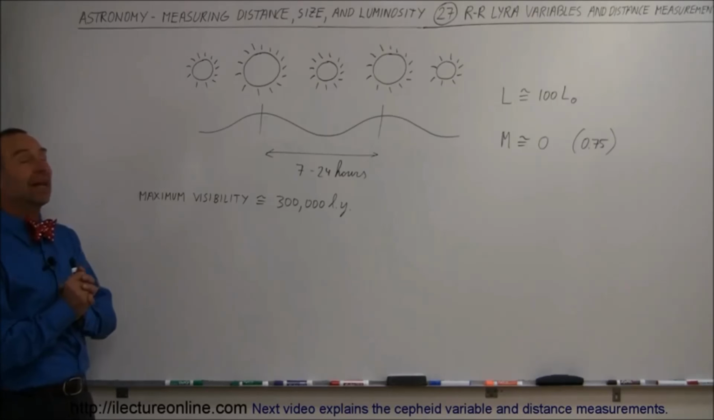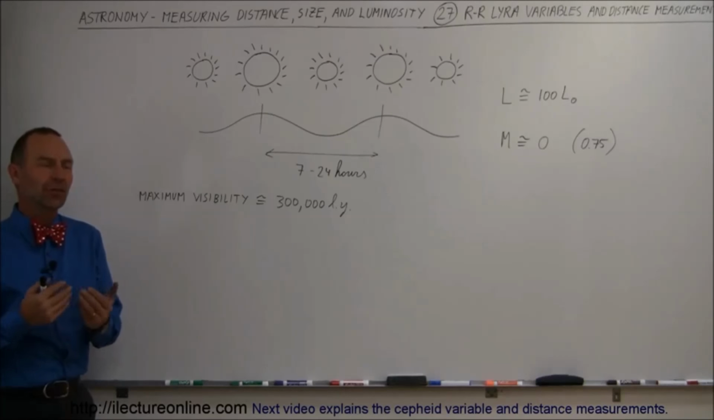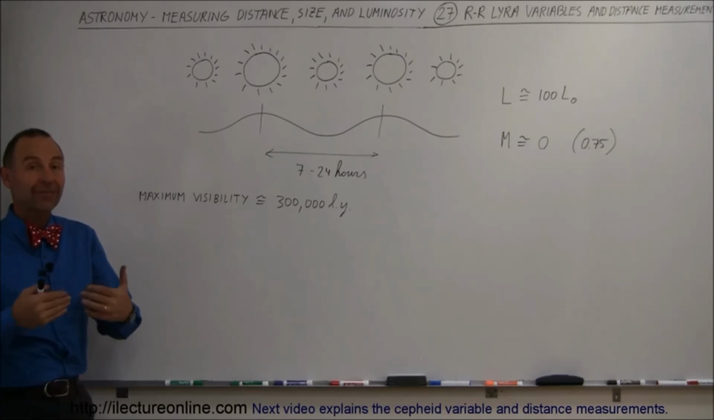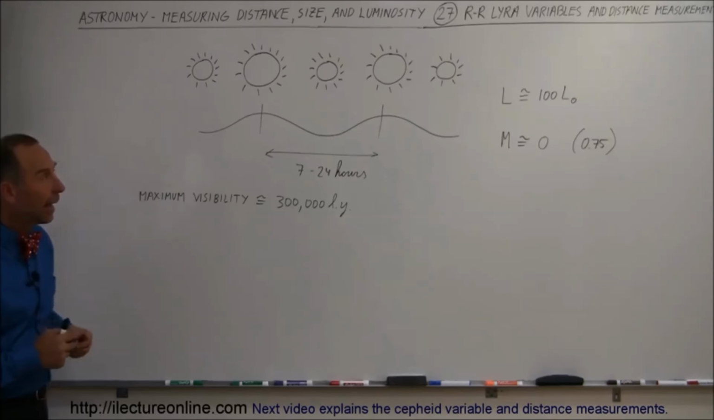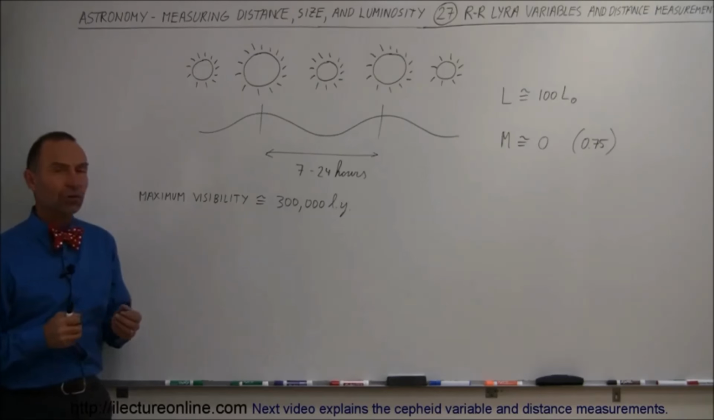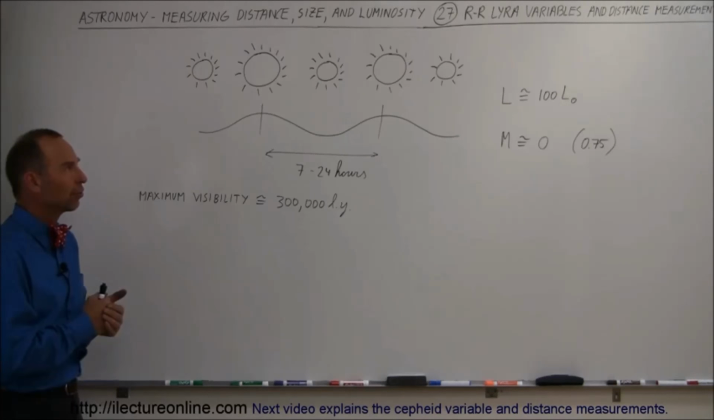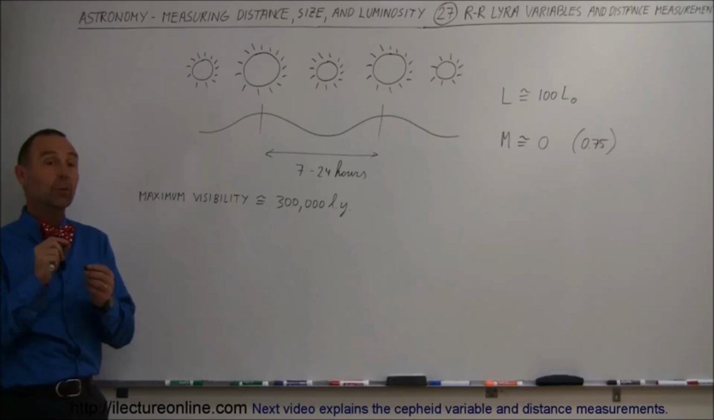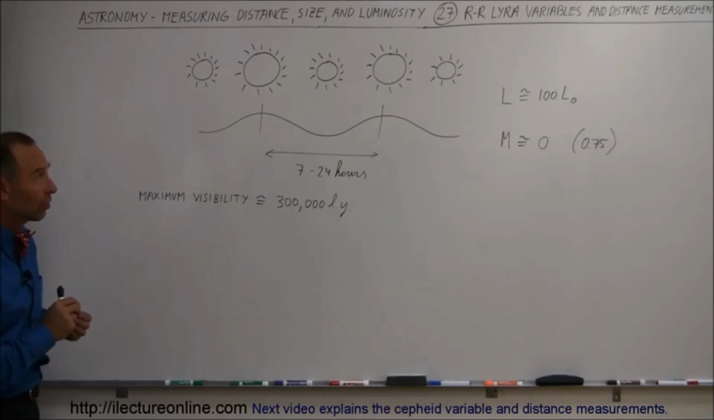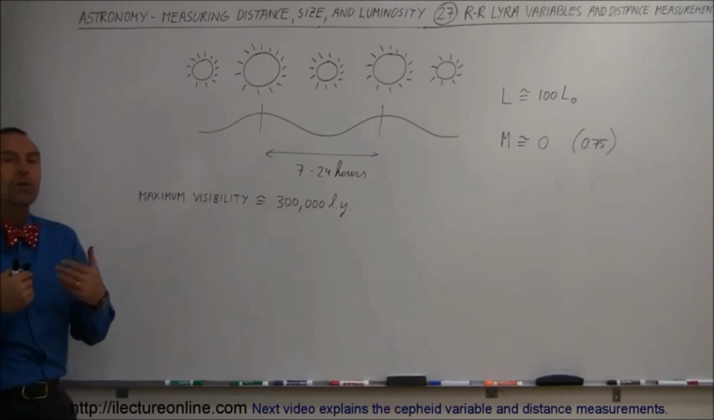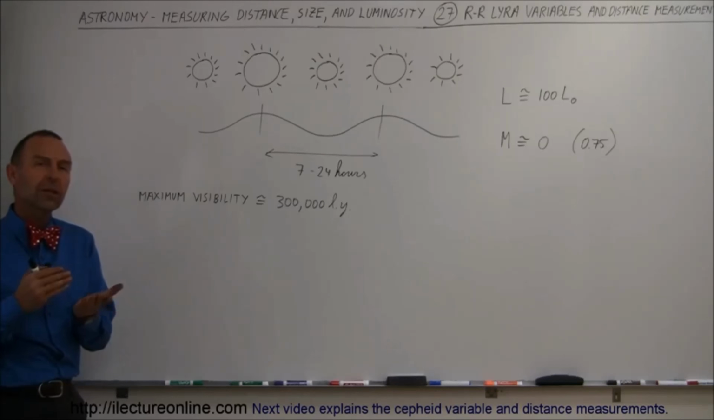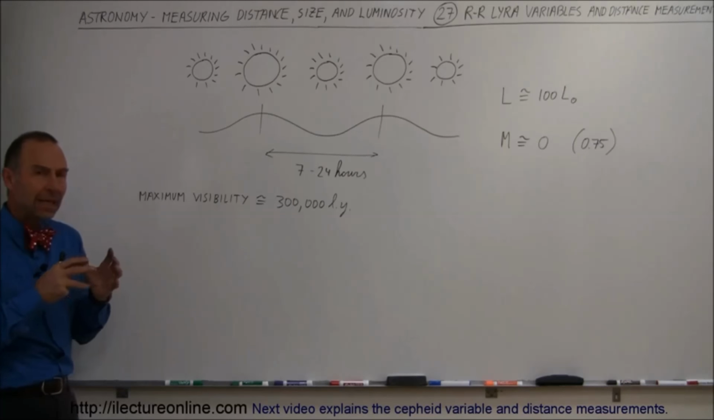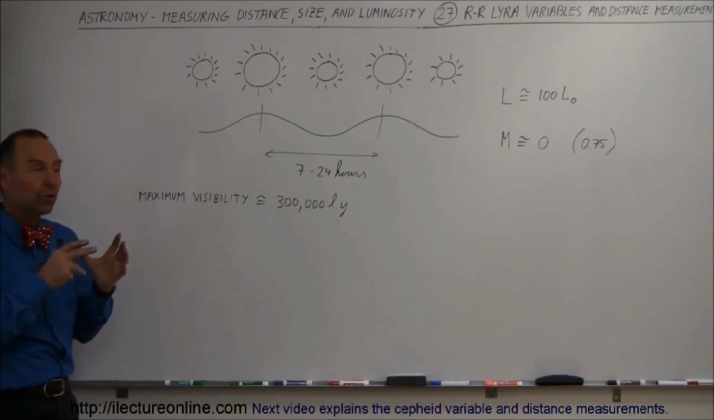Welcome to Lecture Online, and now we're going to take a look at variable stars and how we can use them to figure out distances to other galaxies or other parts of our galaxy. The first type of variable star is what we call the RR Lyra star. We first found one of those in the constellation Lyra, and therefore we now call all these types of variable stars RR Lyra variables.